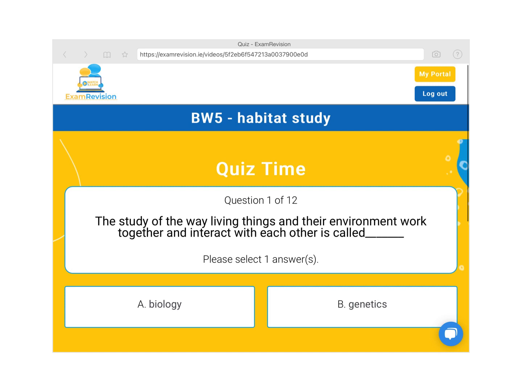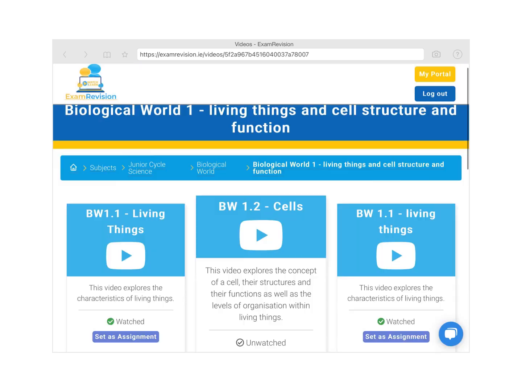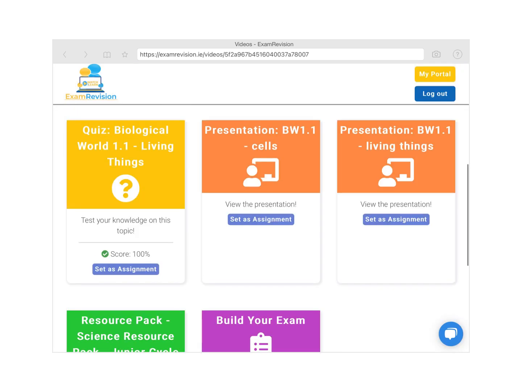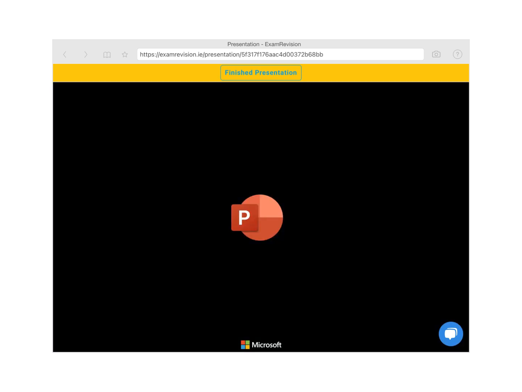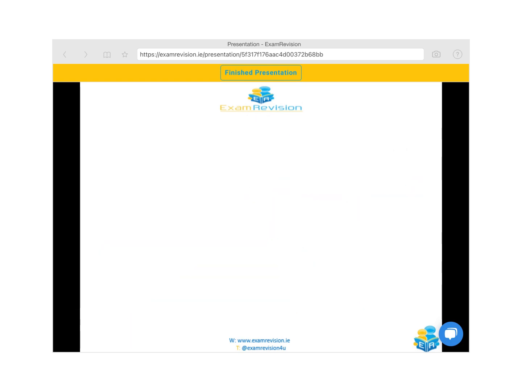Now, if we scroll down a little bit further, we can press into biological world 1. We do have PowerPoint presentations there as well on all of the topics within junior cycle science, so it'll take a minute or two to load up, but we'll see then a PowerPoint presentation will appear, and you can flick through that as well and pick up even more notes.